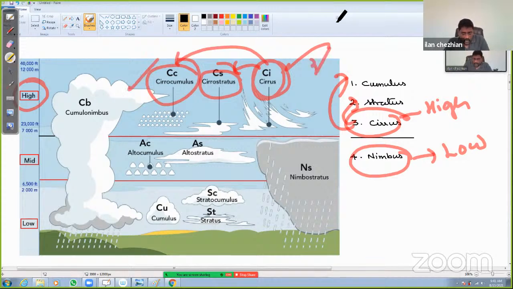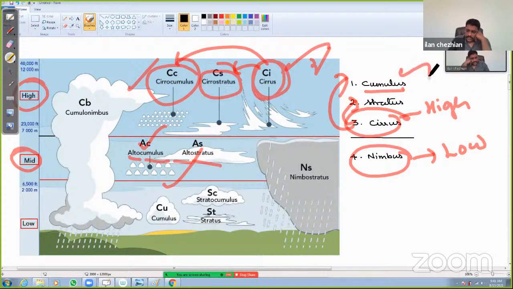All right. So if you're there in mid altitude, cirrus is also not there, nimbus is also not there. What you have is only cumulus and stratus. Cumulus has a prefix called alto: altocumulus. Stratus has a prefix called alto: altostratus. So in mid altitude, you have this word called alto. So altocumulus and altostratus. Now you come to the lower altitude, right?